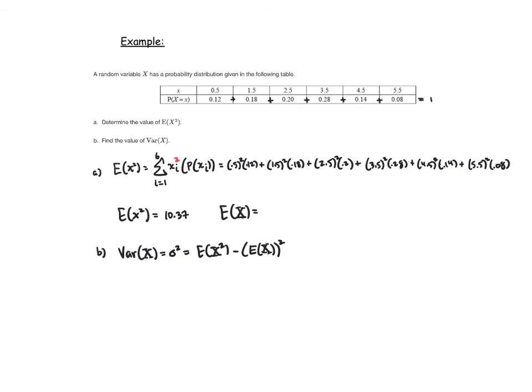Okay, so the expected value of x will be calculated similarly to what we found in part A, except we're not going to square each of the possible outcomes. So why don't you take a moment and do this calculation on your own, dropping each of these exponents to the power of 2, and come back and check your answer in just a moment. The expected value that I obtain, given that process, is 2.88.